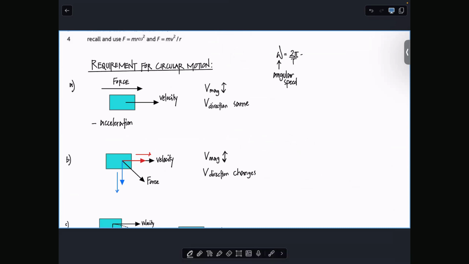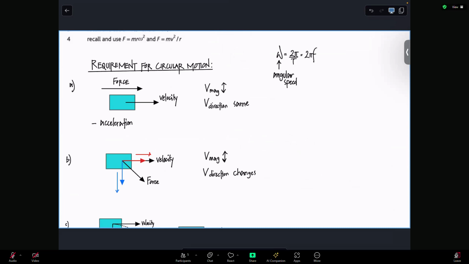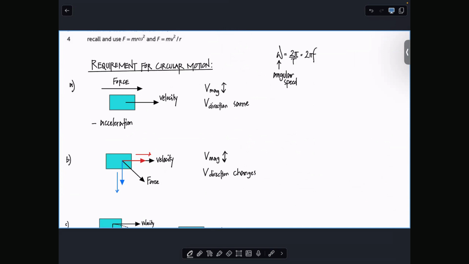and 2 pi f, right? There's an alternate equation out there. Do you know what that is? It's the original equation. Yes, very good. It's omega equals theta divided by t, okay?